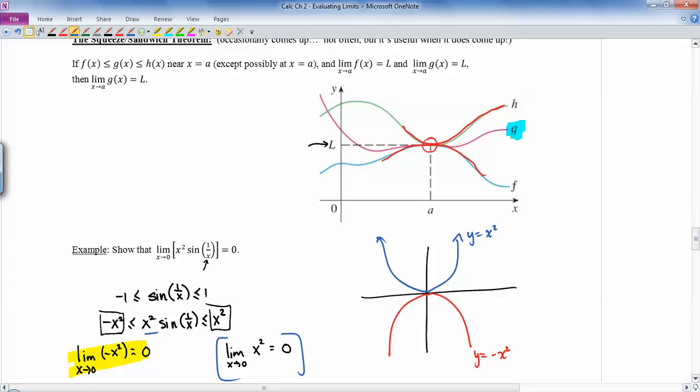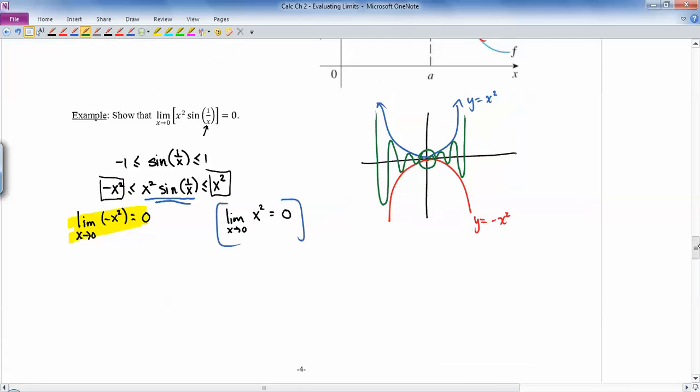And the function that we want to look at is always in between. And it turns out that function actually does something like this, where it sort of bounces back and forth between those two curves. And we care about, well, what happened right around 0? Well, since the limit from above is 0 and the limit from below is 0, then we can say that ours gets squeezed into the same spot. Just like that.